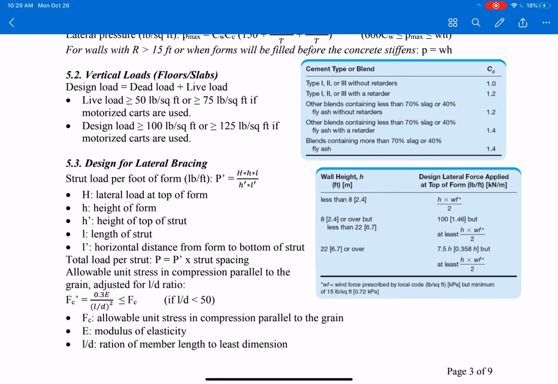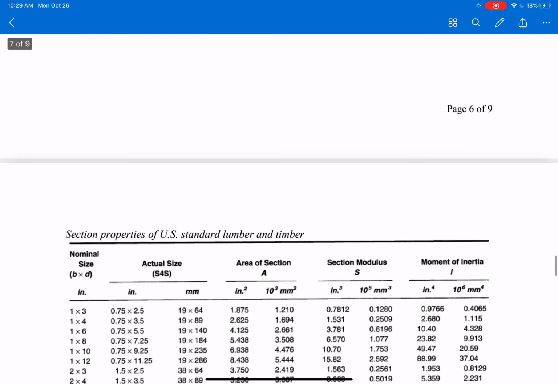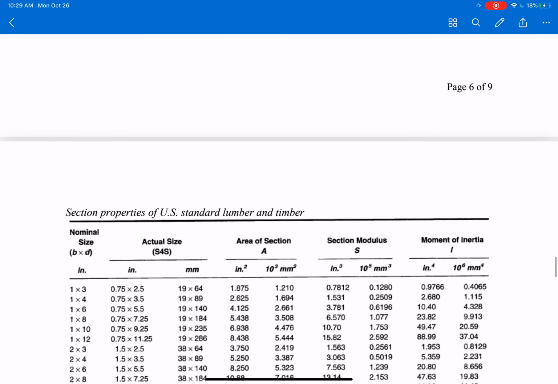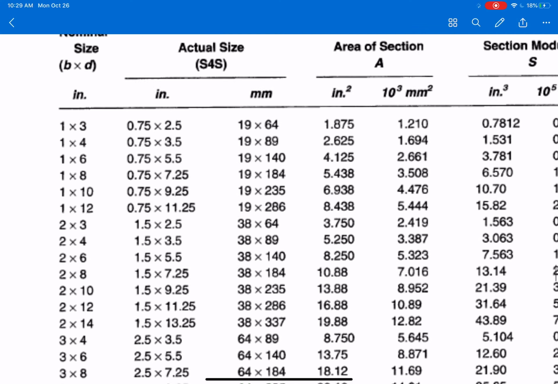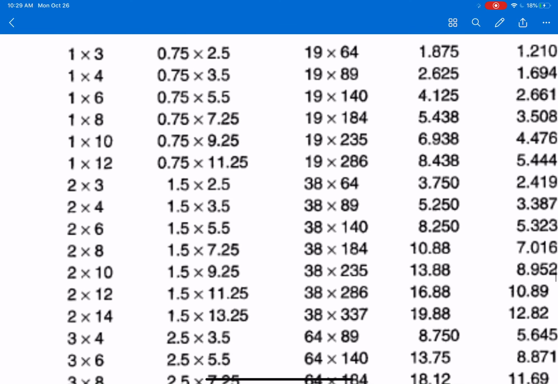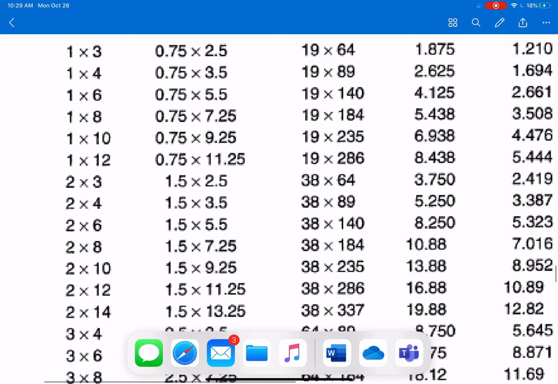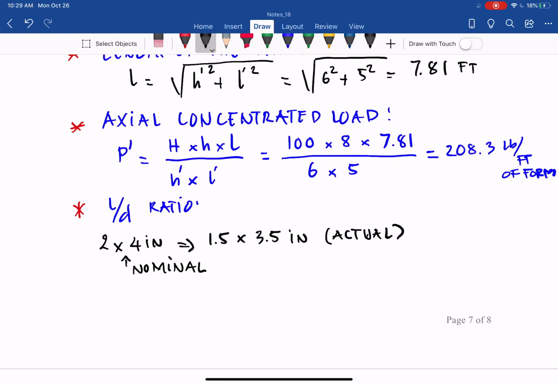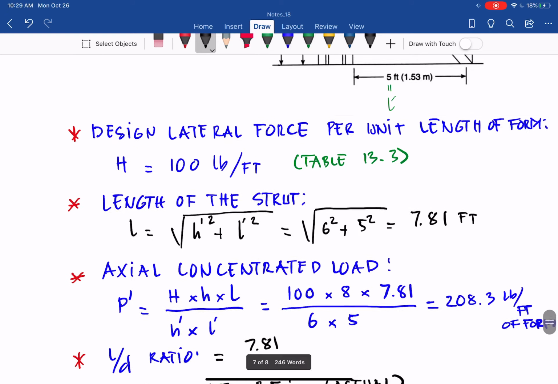Remember we did that in the previous lesson, and go to the table on page 7. So it's 2 by 4, the actual size 1.5 by 2.5. Then we can get back here. From there we can get the ratio L equal to 7.81. D, what is D?